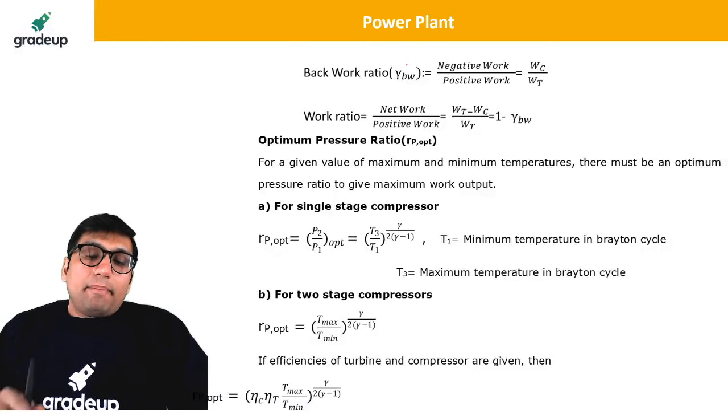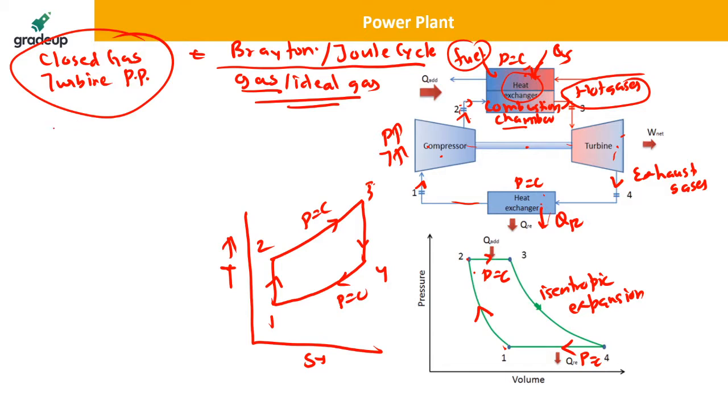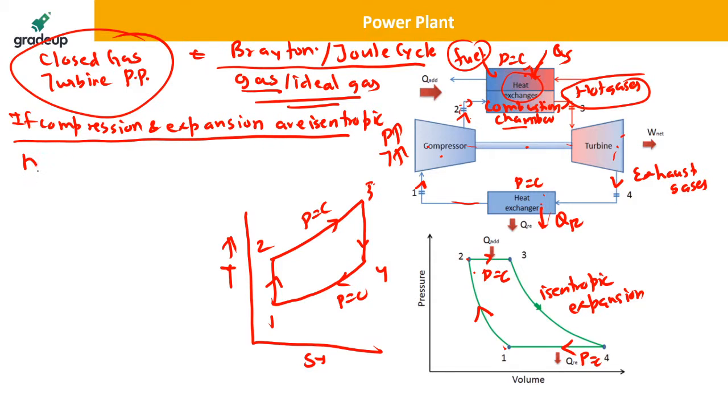Now in the Brayton cycle there are some important points that I have to tell you. If compression and expansion are isentropic in the Brayton cycle, then you have to understand the formula of efficiency. The efficiency of the Brayton cycle will be equal to 1 minus 1 by the pressure ratio to the power of (gamma minus 1) by gamma. Clear everyone?